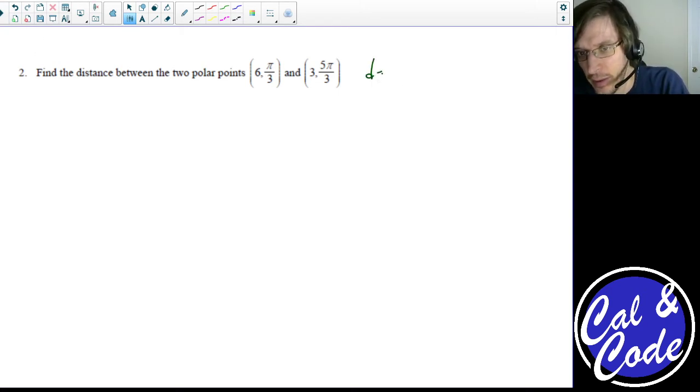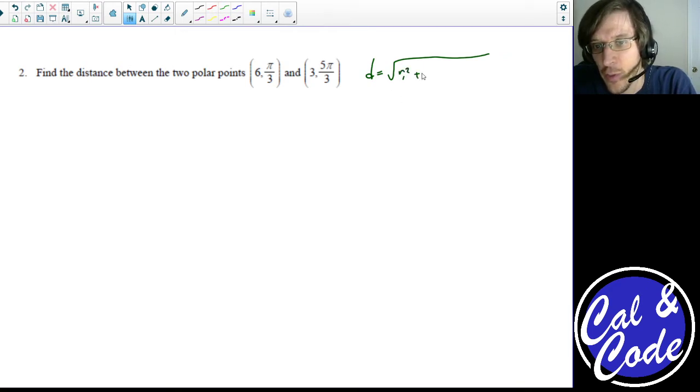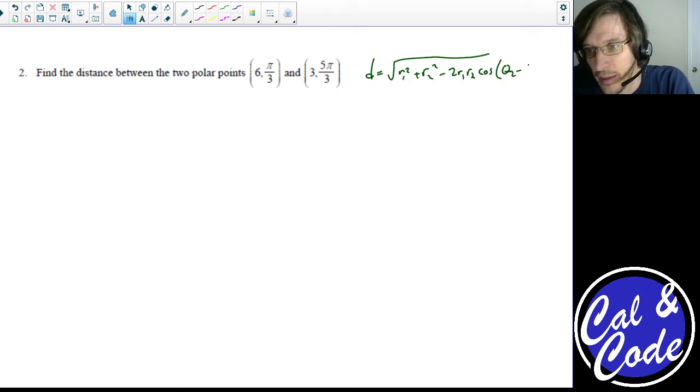So just a reminder, in the first section, we talked about the polar distance formula that was derived from the law of cosines. That formula is that you take the radius of the first thing, square it, take the radius of the second thing and square it, and subtract two times the two radiuses multiplied together times the cosine of the angle between these 2 points.